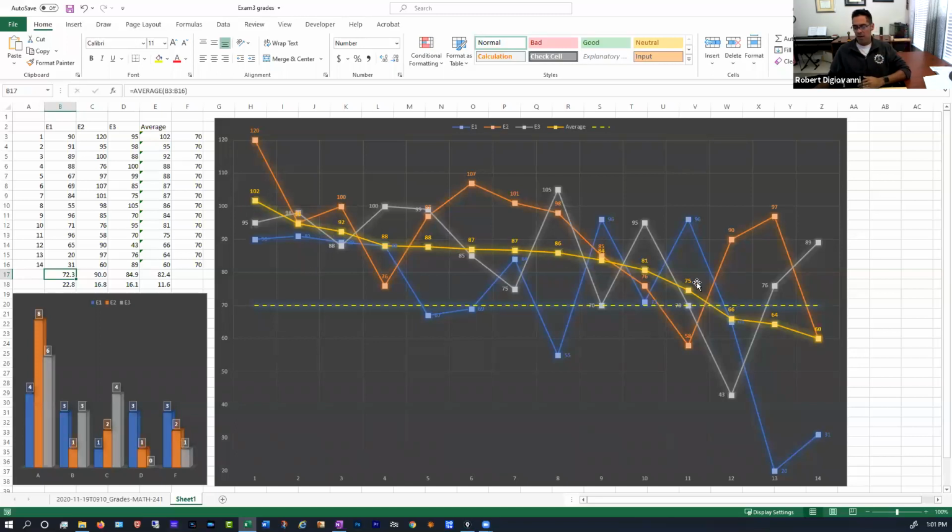The yellow are the class averages for each student. So of the 14, we only have 3 that are below passing at this point, and the rest of you are above passing. So that's where we are. Any questions?